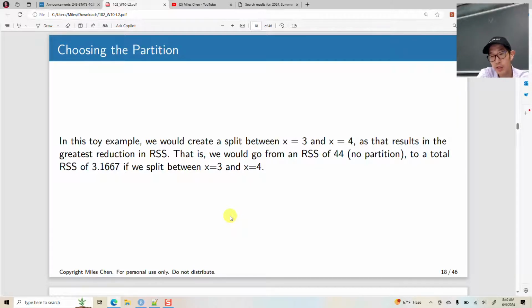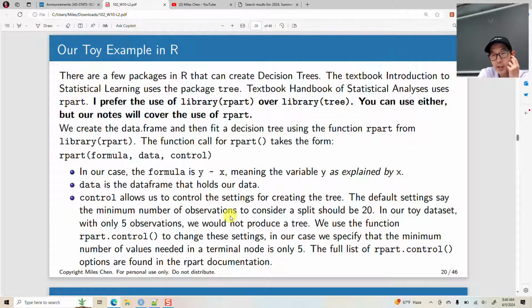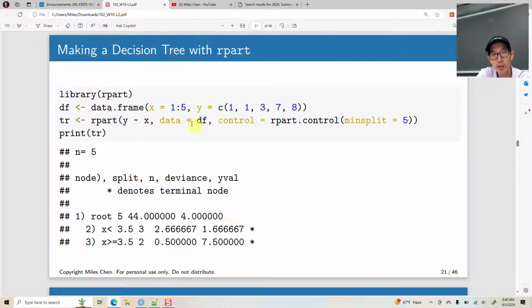So that was the best kind of split, and that's where we would choose our partition. Okay, we could throw this into R, and there is a library called rpart. And so here I can take my data frame. X is 1, 2, 3, 4, 5, and y is 1, 1, 3, 7, and 8. And I can say, hey, make a decision tree. Okay, predict y based on x, data equals df.